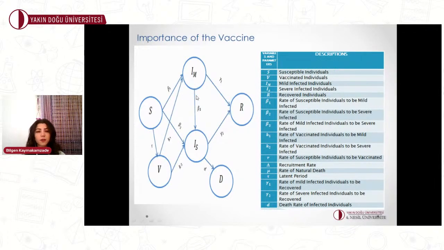Mildly infected and severely infected persons can be removed at rates of gamma 1 and gamma 2, and unfortunately, only severely infected individuals can die, at the rate of d. And here we want to see the effect of the vaccine. So when a vaccinated person contacts a mildly infected or severely infected individual, what is the probability that there will be an impact? We want to see the effect of the vaccine here.